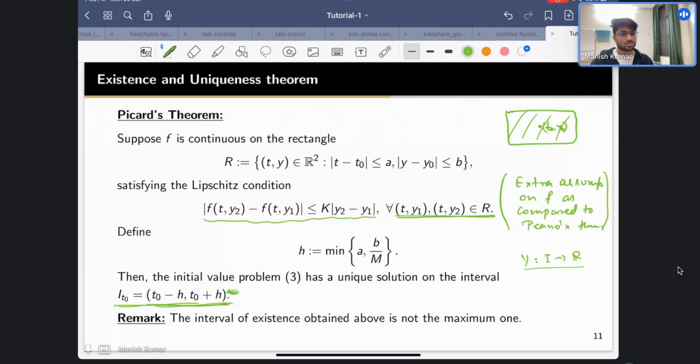So the solution could exist outside this interval as well. This is a limitation of Picard's theorem and Peano's theorem as well, that it does not give you the maximum interval of existence. It just gives you that in a small neighborhood of t0 the solution will exist. We'll see in the next example one where the maximum interval of existence is something else, while Picard's theorem cannot give that maximum interval by any choice of M and b. We'll see that.